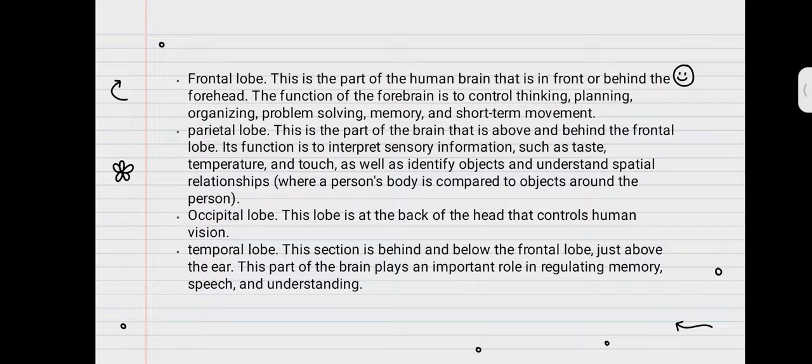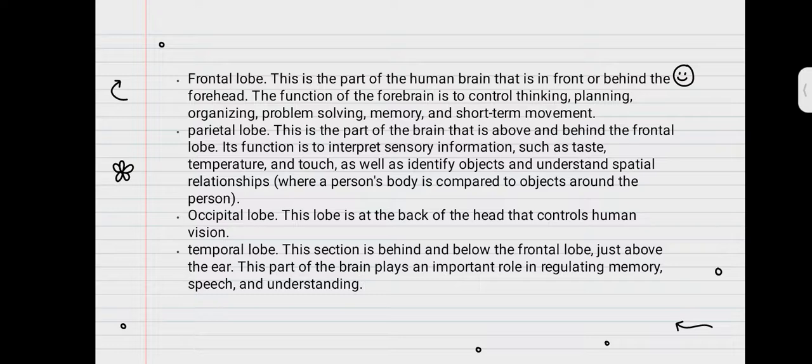The second one is parietal lobe. This is the part of the brain that is above and behind the frontal lobe. Its function is to interpret sensory information such as taste, temperature, and touch, as well as identify objects and understand spatial relationships.